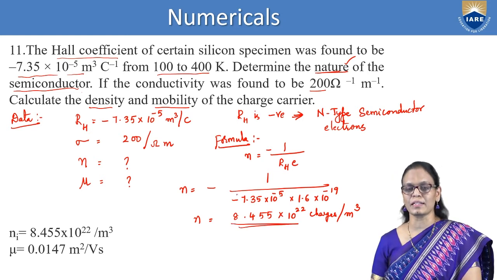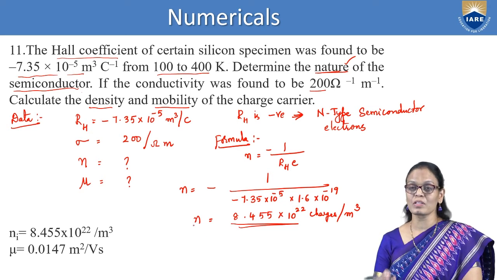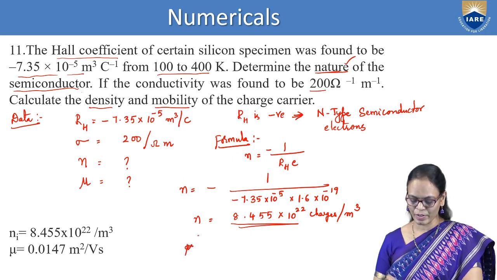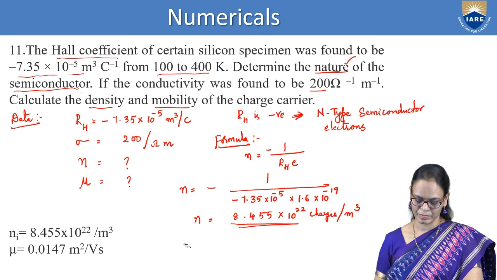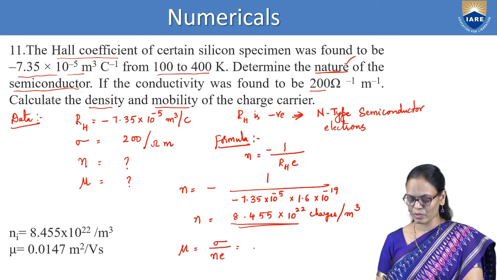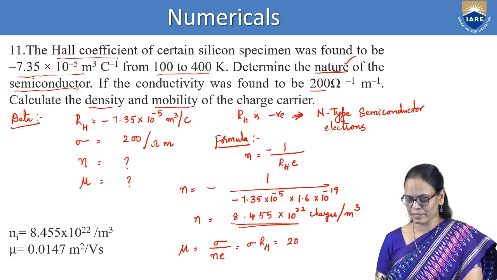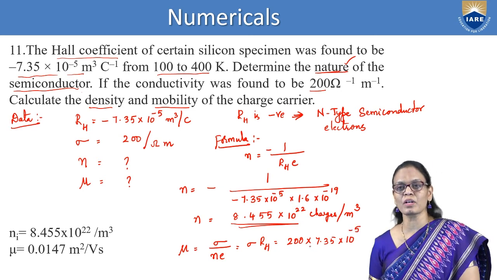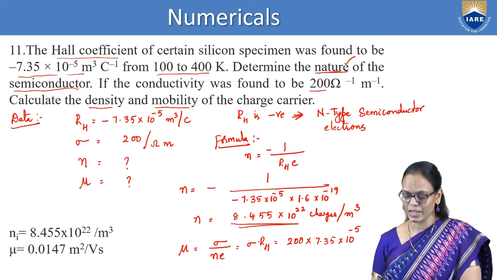Now calculate the mobility. Once we get N and we also know RH, we can simply find the value of mobility, mu. So mu is equal to sigma upon Ne, or we can write sigma into RH. So sigma is 200 and RH is 7.35 into 10 power minus 5. For mobility, we need not consider the sign of the charge because we are only talking about how they are moving, mobility.